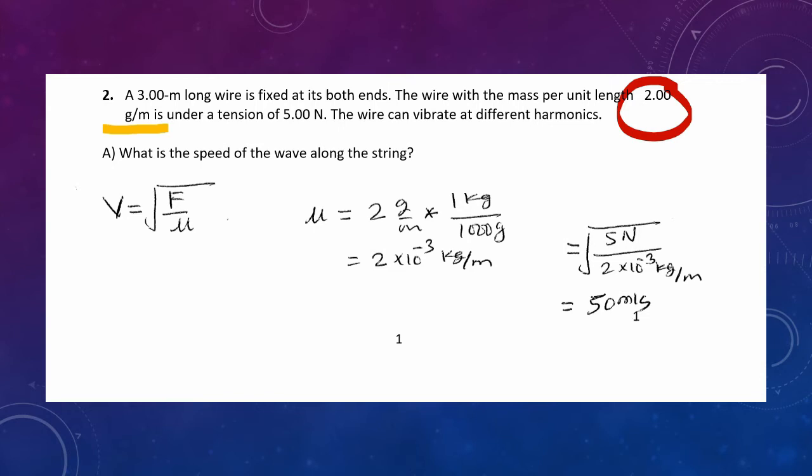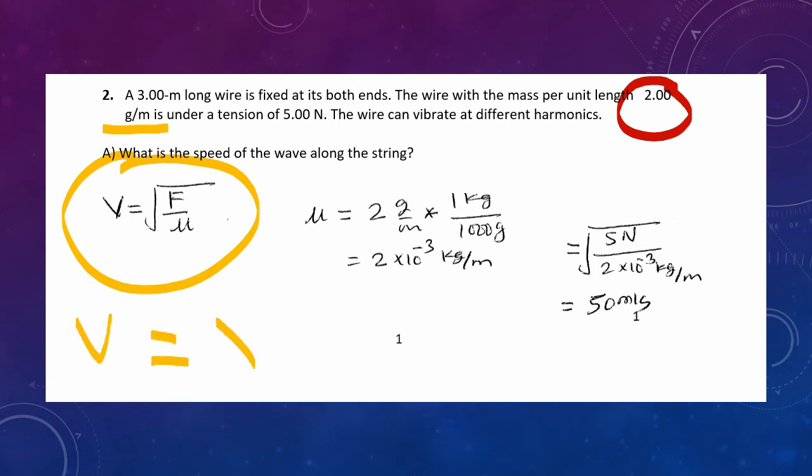Just to reiterate, when you're looking for velocity of a wave, you should either use this equation, v is the square root of F over mu, or you should use v is lambda times f. If you have wavelength and you have frequency, use the second one. If you have any sort of force, you're generally going to use the first one.